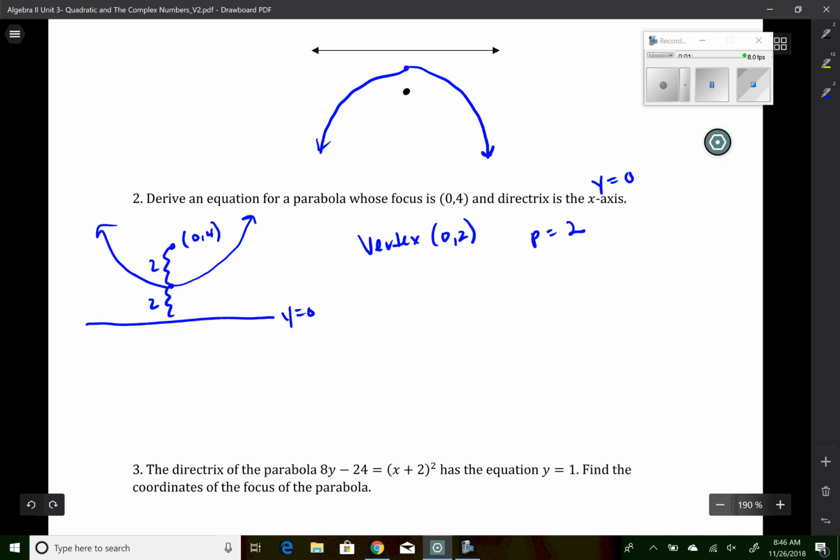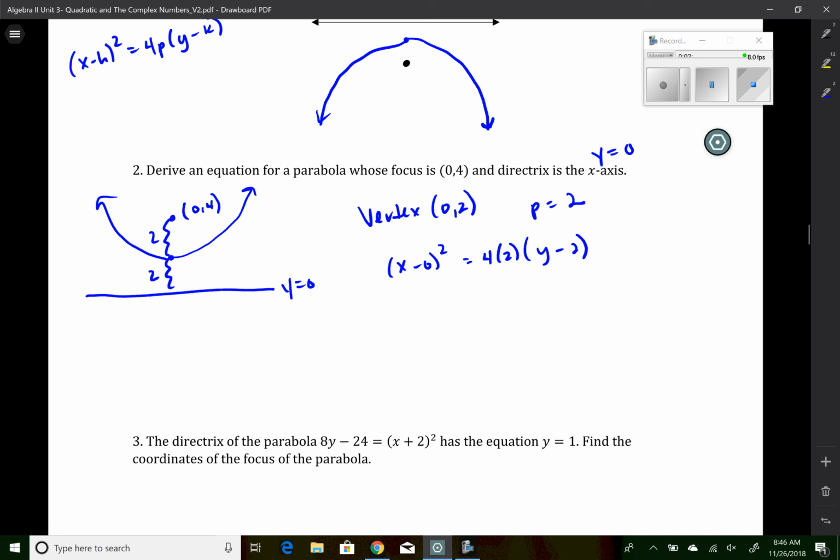So now I know the vertex and I know the p-value, so I can plug it into my equation. My equation, remember, is (x - h) squared is equal to 4p times (y - k), where h and k are the x and the y value of the vertex. So I'm going to put (x - 0) squared is equal to 4 times 2 times (y - 2). It's an acceptable equation, but let's derive it all the way to be equal to y. X minus nothing is just x, so this becomes x squared. 4 times 2 is 8, (y - 2).